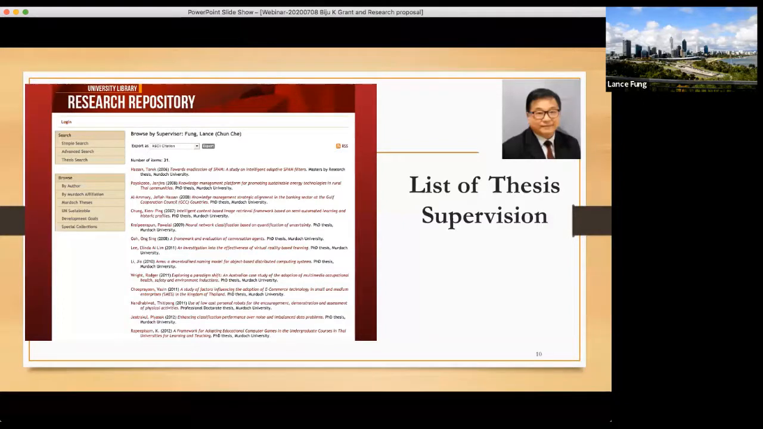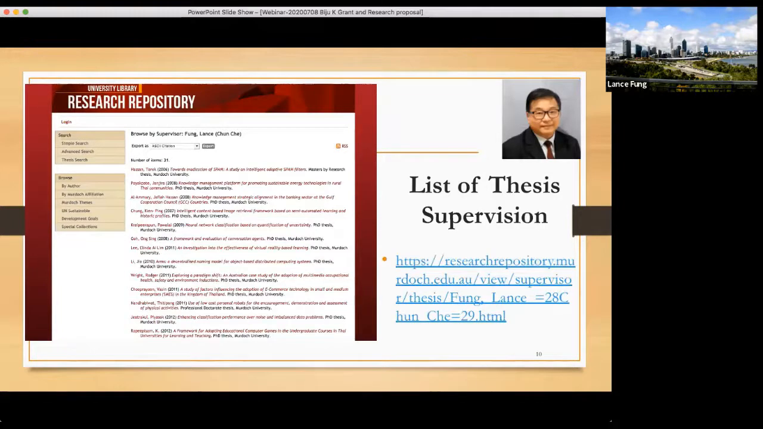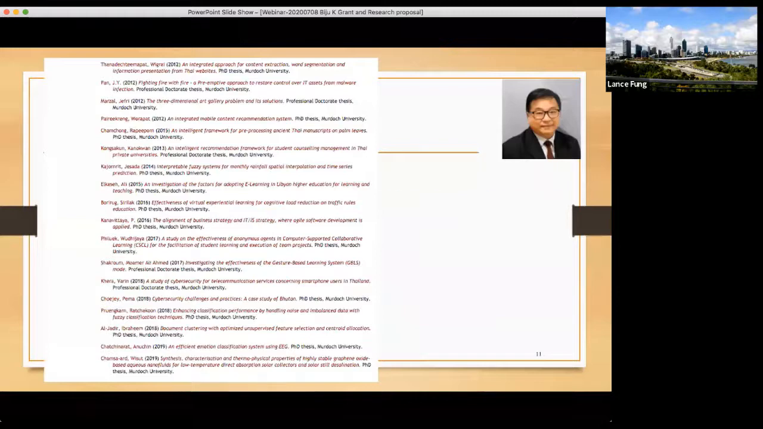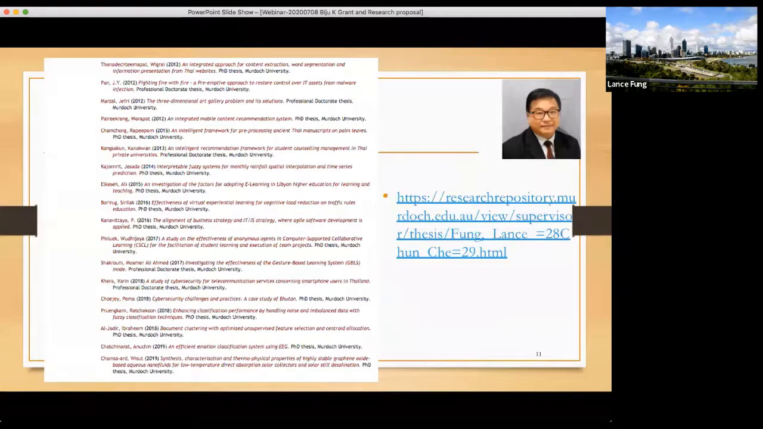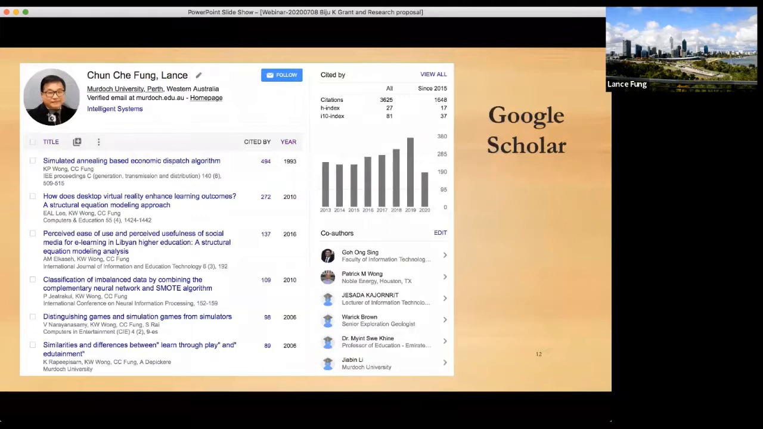My students come from all different parts of the world: Australia, Malaysia, Indonesia, Singapore. I have a good number from Thailand and also from the Middle East. I even have students from Iraq, Libya, etc. So you're more than welcome to take a look at the different topics that I've covered. And on top of that, you can also take a look at the public information under Google Scholar.